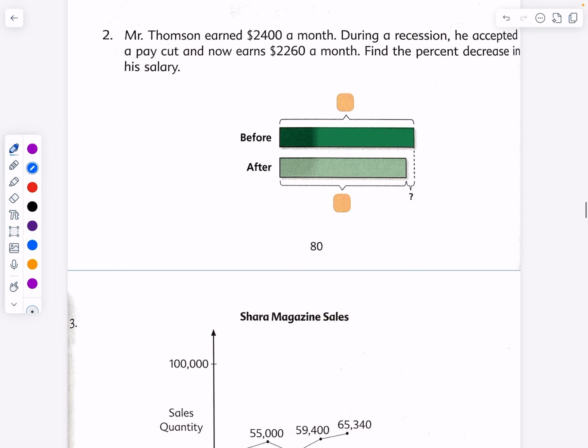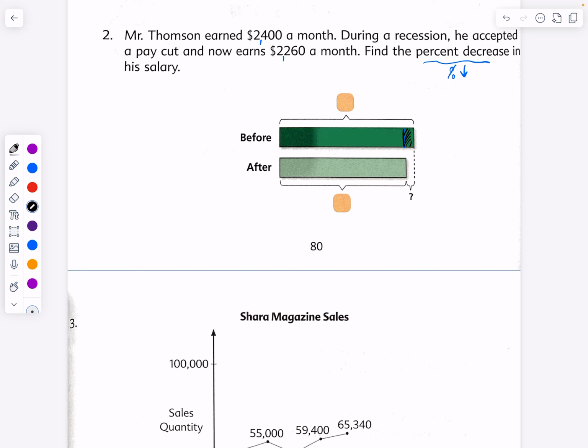Next, problem number 2. Mr. Thompson earned $2,400 a month. During a recession, he accepted a pay cut, and now he earns $2,260 a month. Find the percent decrease. Clearly, we see that poor Mr. Thompson had to lower his salary during the recession. There's not enough money to go around. So sometimes, in order to keep a job, people prefer to take a pay cut. They say, okay, you can pay me a little less, but at least I'm going to be employed. And when things improve, I can get my salary back.